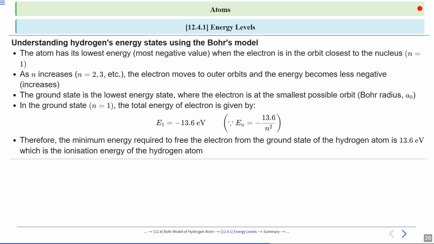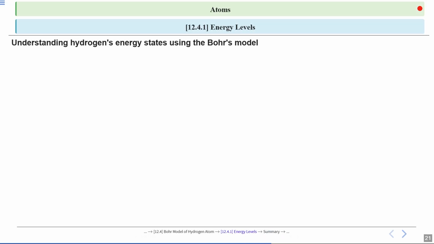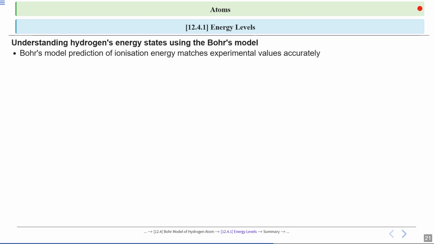So to remove the electron completely from the ground state, we need to supply at least 13.6 electron volts of energy. This is called the ionization energy of the hydrogen atom. It's the minimum energy needed to free the electron from the atom. First, notice that Bohr's model accurately predicts the ionization energy of hydrogen. Ionization energy is the amount of energy needed to completely remove the electron from the atom.